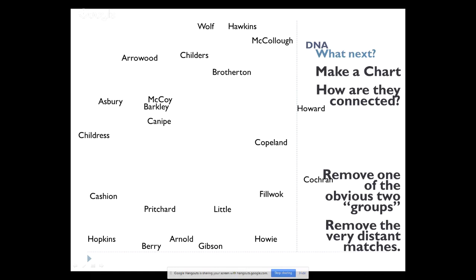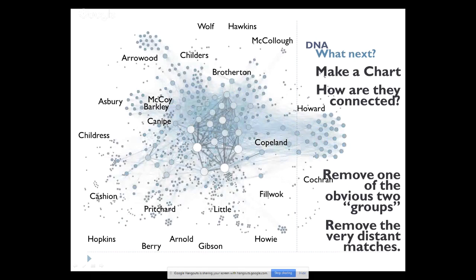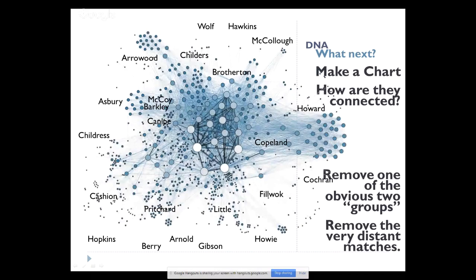So I realized that I needed to focus on only one group. I had Betty Jean matching two strong DNA matches that I had contacted who were obviously a part of one group. So I removed the other group. And so here's kind of what the chart would look like. And yeah, it looks like a huge organized mess.